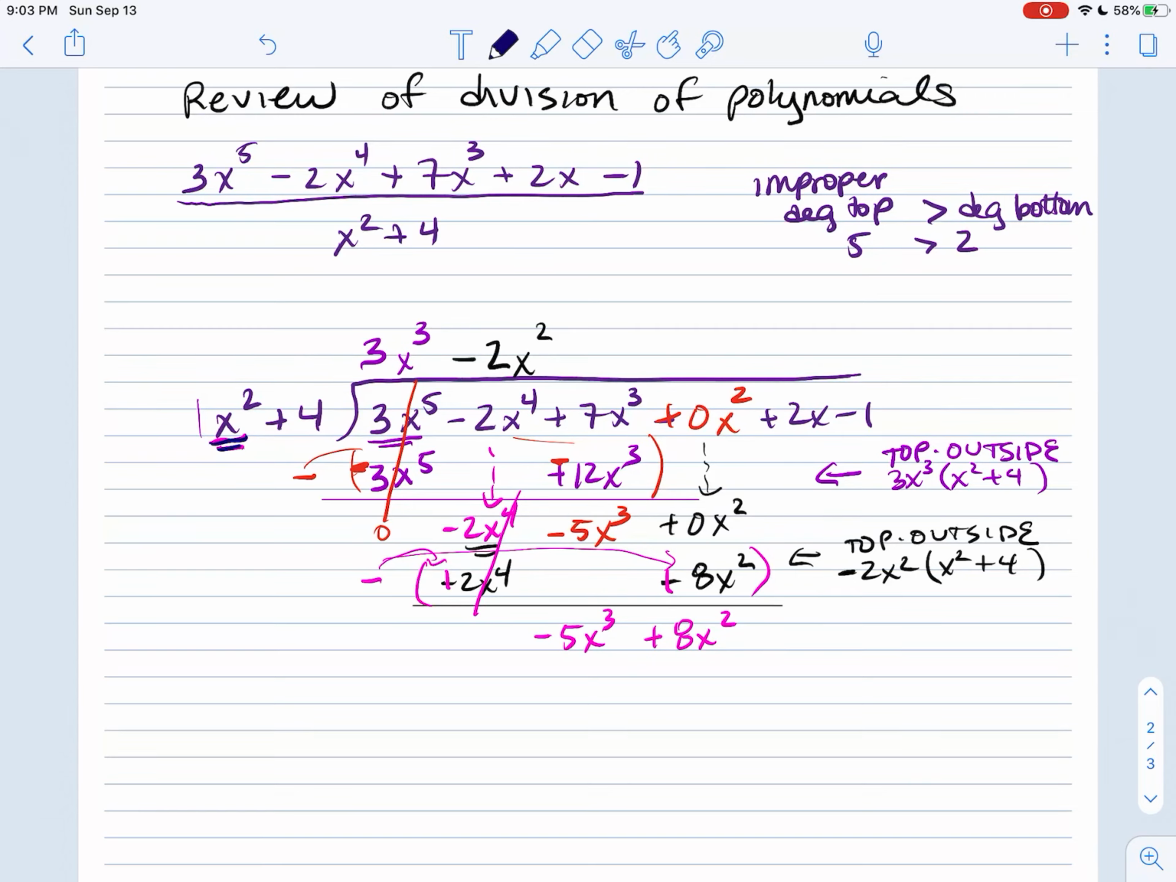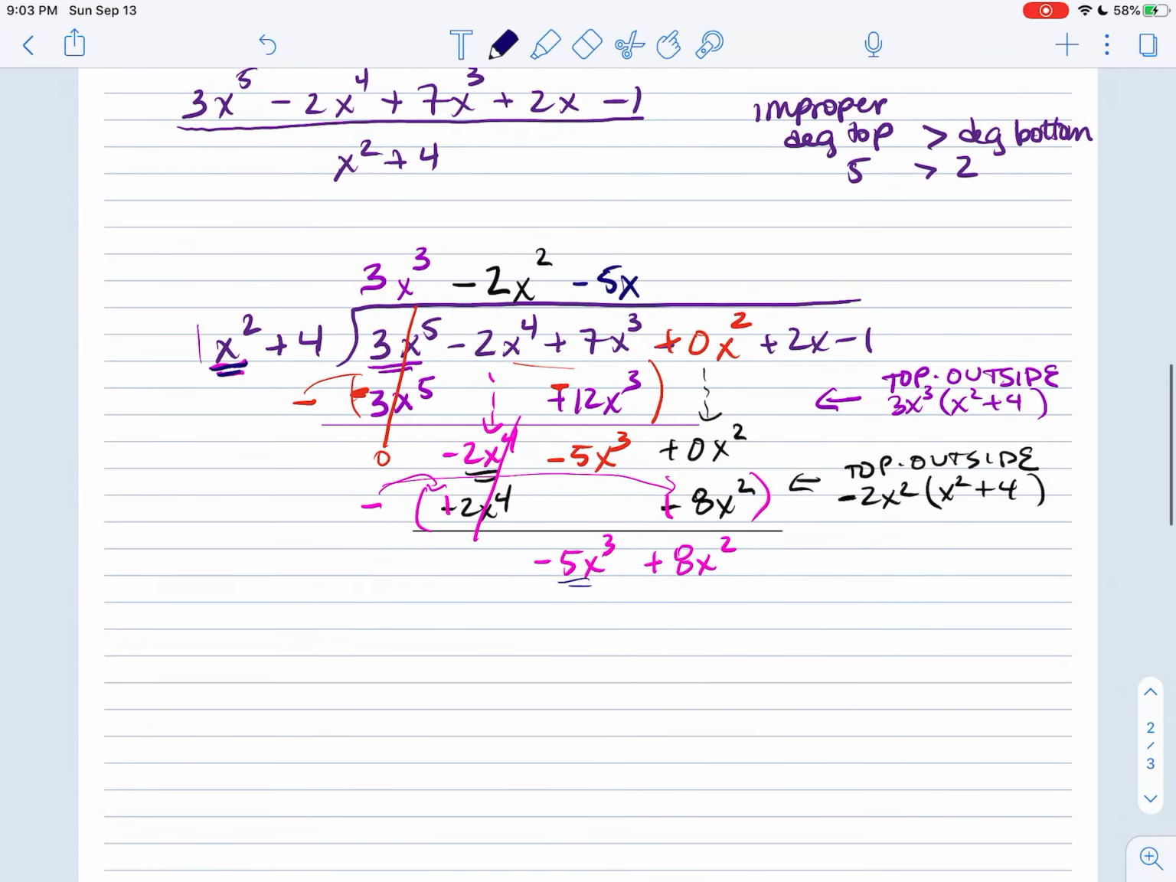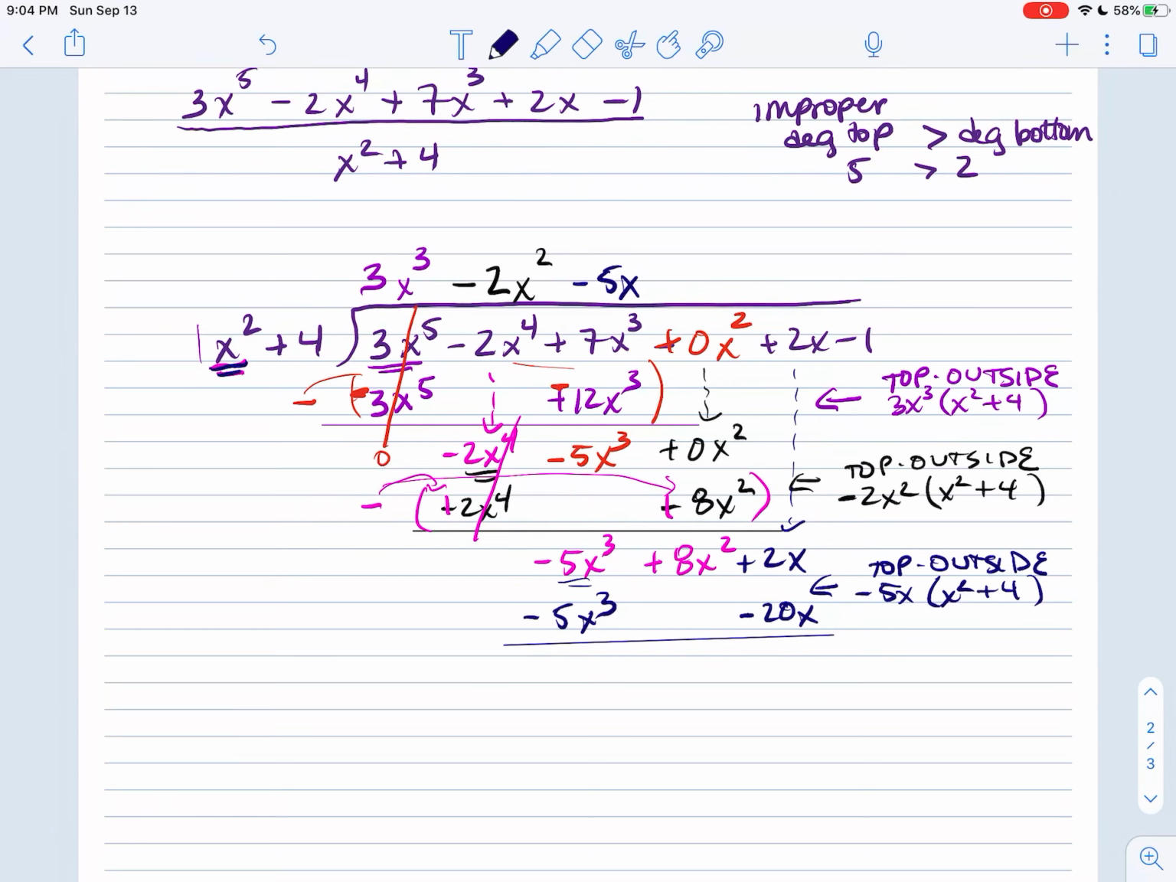What x squared times what gives me minus 5x cubed? I get minus 5, and then I need one more x. So I put here top times the outside, and what's on top? Minus 5x. What's on the outside? X squared plus 4. If I distribute, I end up with minus 5x cubed, and this ends up being minus 20x, and I want to put that next to here, and I want to drop down my plus 2x. Good?